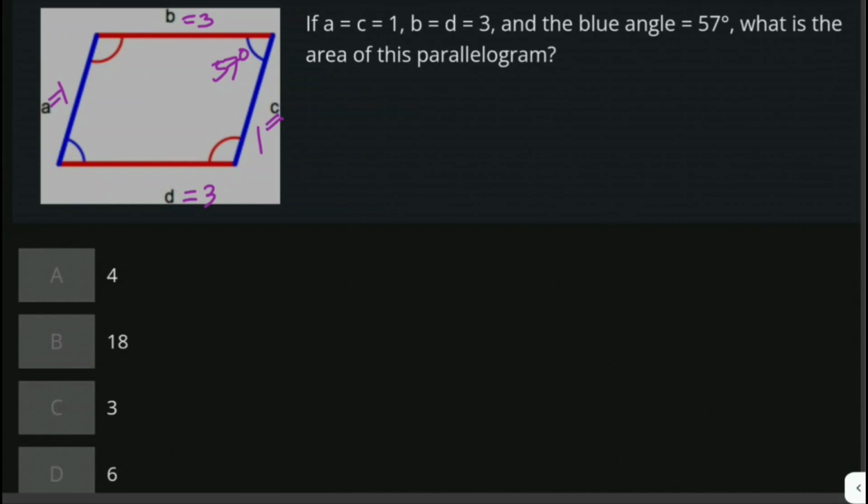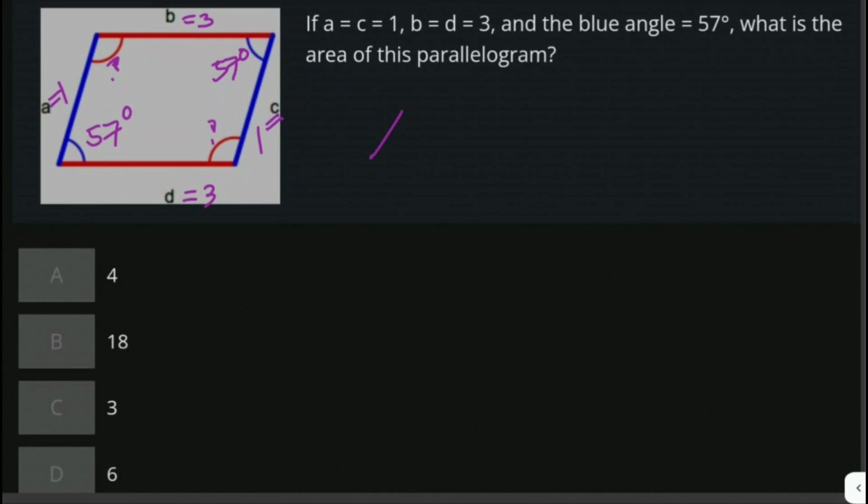So in a parallelogram, the opposite interior angles are equal. Therefore, this angle here is also 57 degrees. And the sum of the interior angles of this parallelogram, or any parallelogram, is equal to 360 degrees. So you can just add up 57 and 57 and subtract it from 360 degrees to solve for these angles here. Okay, now we need to solve for the area of the parallelogram.